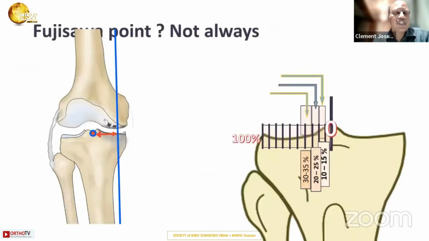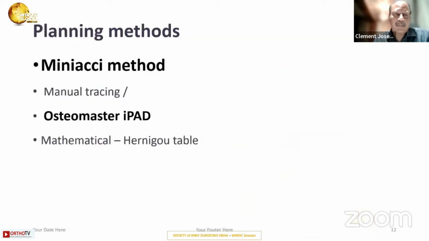Nowadays, we don't always shift the weight bearing line to the Fujisawa point. In most cases, we shift it just lateral to the lateral tibial spine. But in very few cases, when the arthritic changes are very well pronounced, involving both the femur and tibia, we shift the mechanical axis to the Fujisawa point.